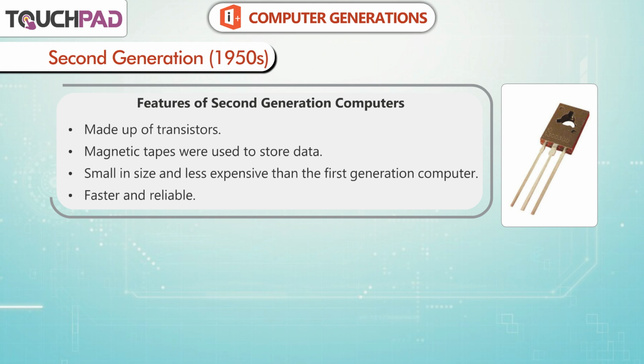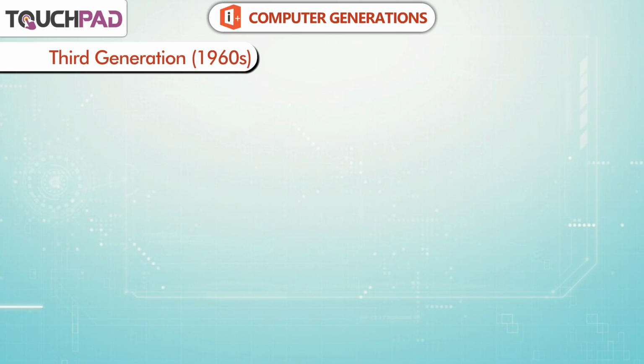Features of second-generation computers: made up of transistors. Magnetic tapes were used to store data. Small in size and less expensive than the first-generation computer. Faster and reliable. Third generation, 1960s.